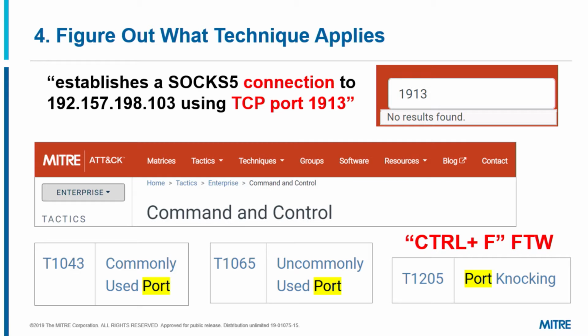So we take a look and just do a Control F on that command and control list of techniques, and we see there are 3 port techniques that pop up in that search: commonly used port, uncommonly used port, and port knocking. Out of these 3, I'd said I'd never personally seen port 1913 used by adversaries. Most other people hadn't heard of it, so out of these 3, I would personally select uncommonly used port.